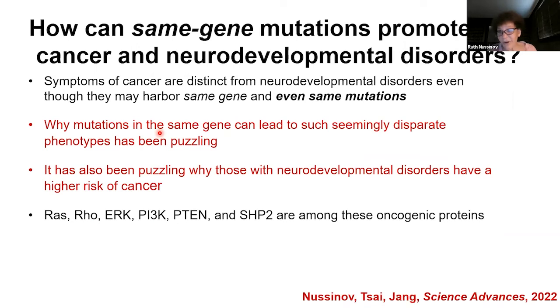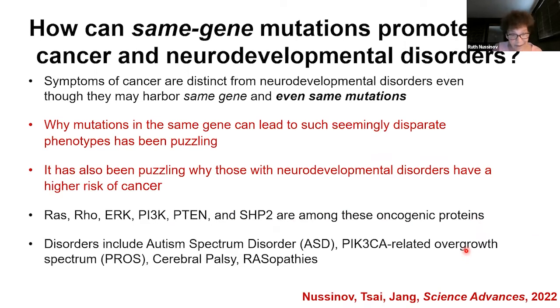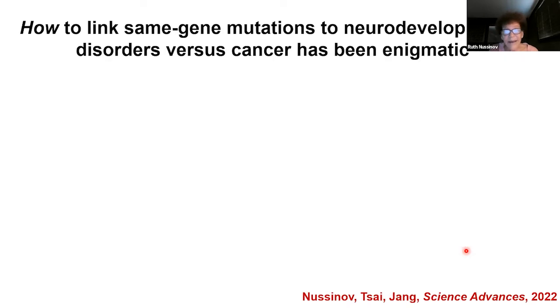And examples, it's not only PTEN, RAS, RAF, ERK, PI3K, PTEN, yes, and SHIP2 are among these oncogenic proteins as well as others. And the disorders include autism spectrum disorder, PI3K-related overgrowth spectrum, cerebral palsy, rasopathies, and more. So we looked at this, and this came out in Science Advances in January. So how to link same gene mutations to neurodevelopmental disorder versus cancer has been enigmatic.